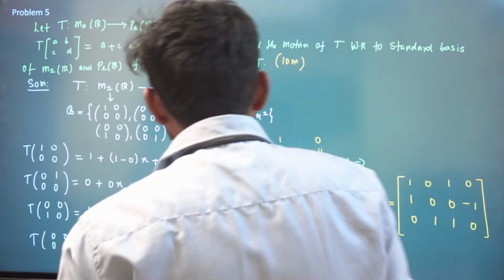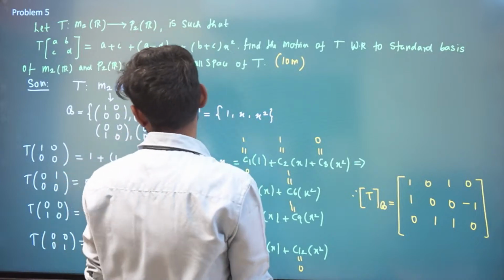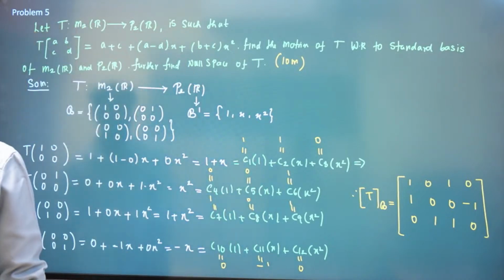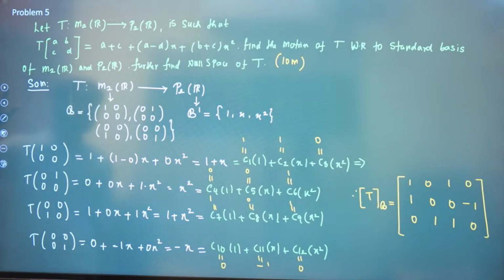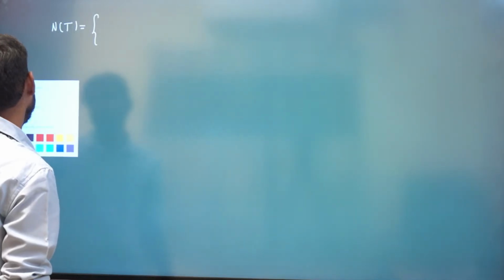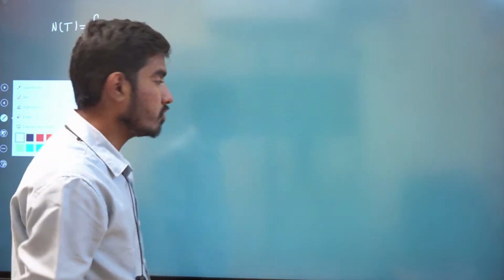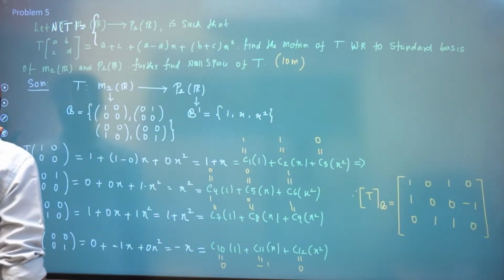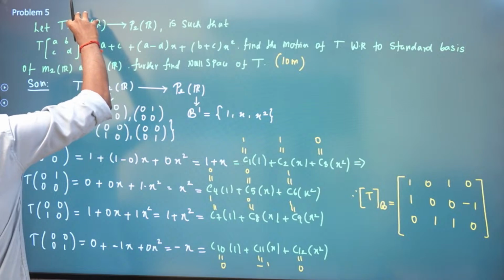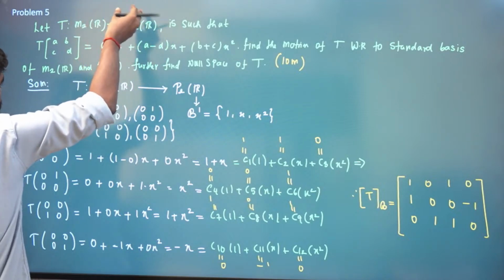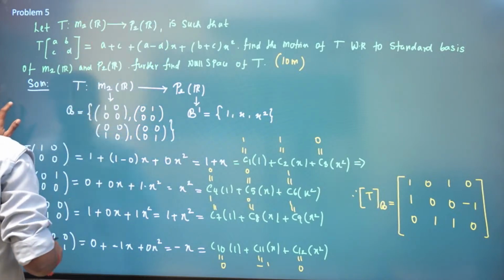Now the next thing is, after finding the matrix of T, we need to find the null space also. So we will find the null space of T. The null space of T consists of all those elements in the domain space that are mapping to the zero vector of the codomain space, right? So we need to find all those matrices that are mapping to the zero vector of P2 of R.